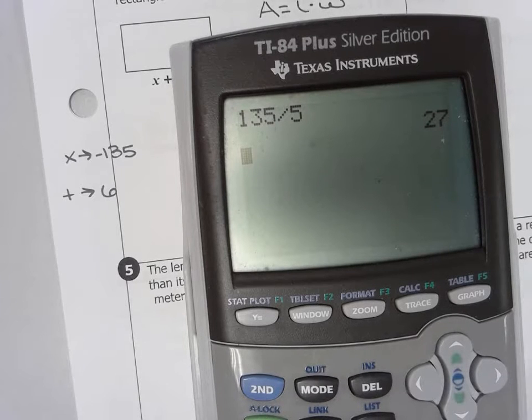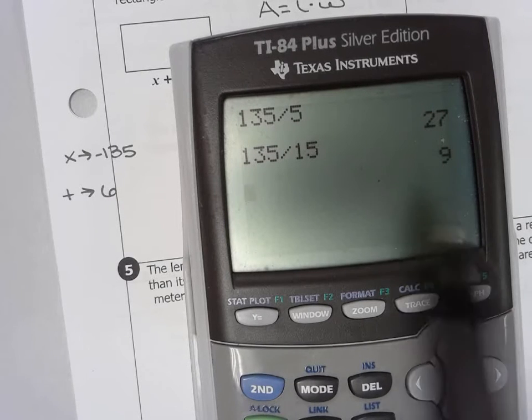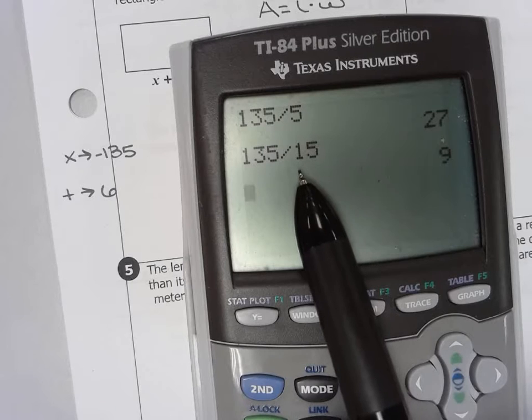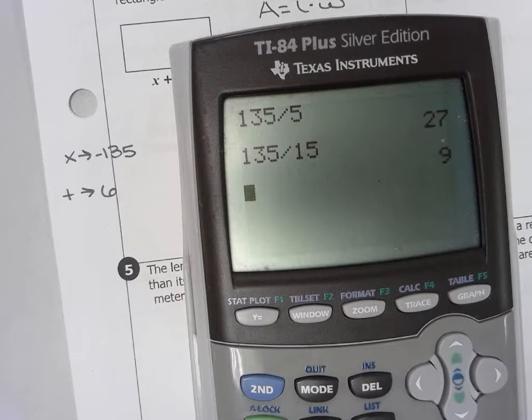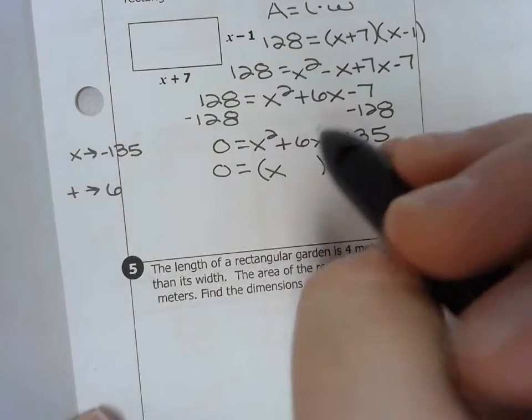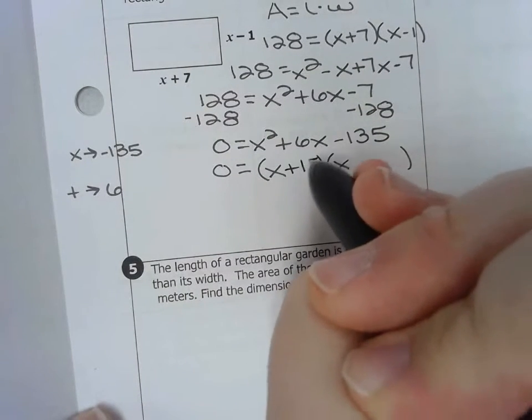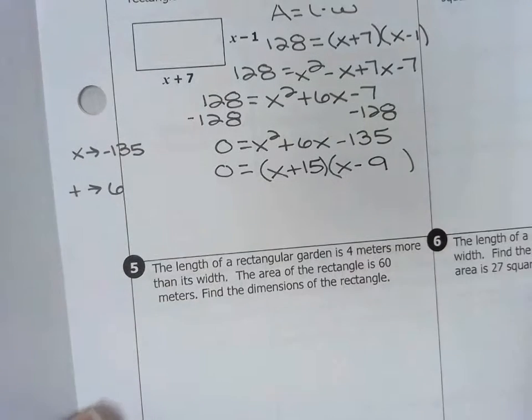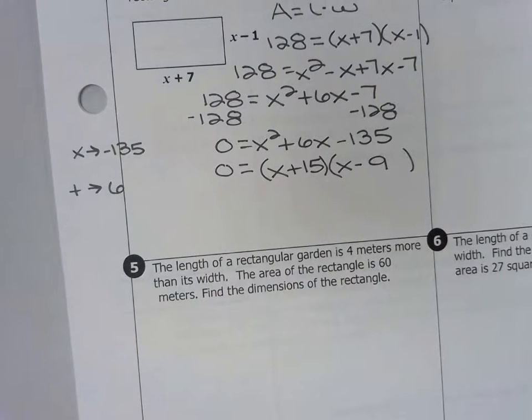No. So if it ends in a 5, the next one to try will probably be a 15. 15 and a 9. Well, if the bigger one is positive, does a positive 15 and a negative 9 give you 6? Yes. So those are my two numbers. So x plus 15, x minus 9. You could use the quadratic formula, but factoring is a lot faster.